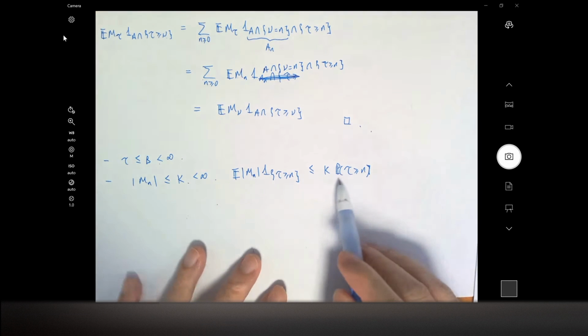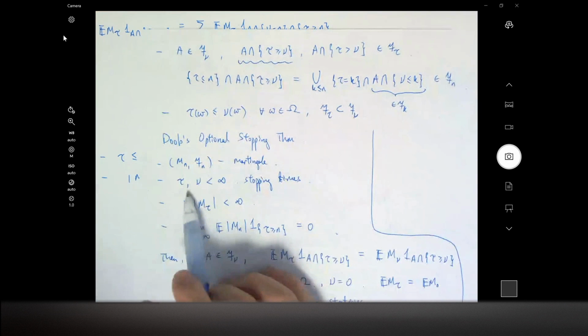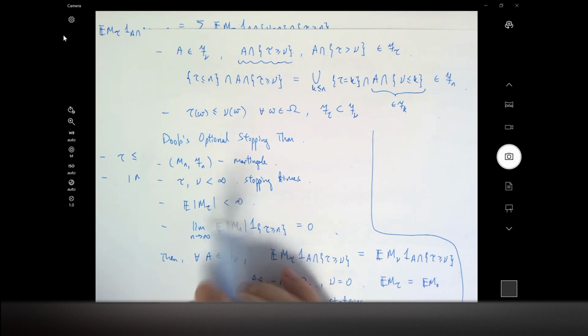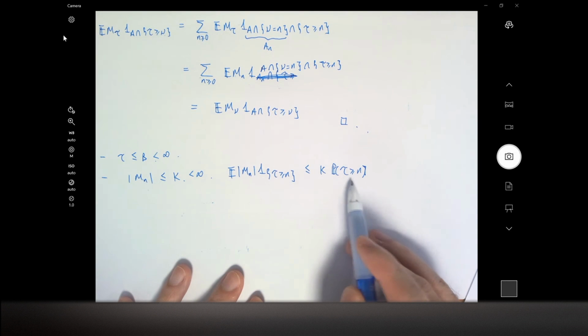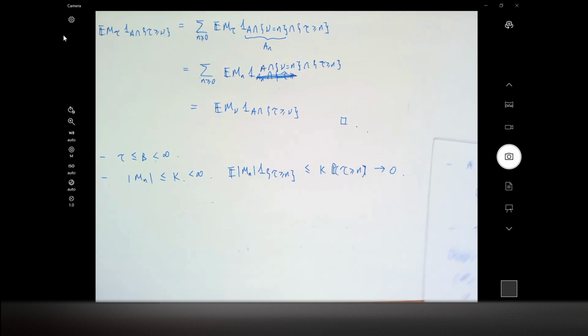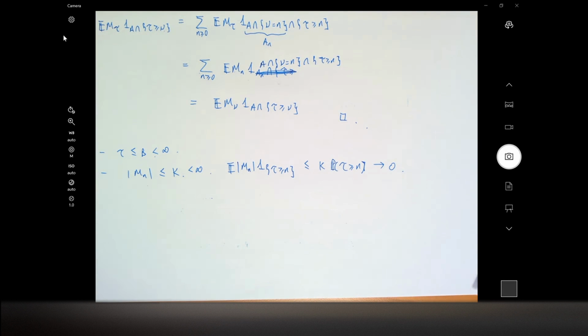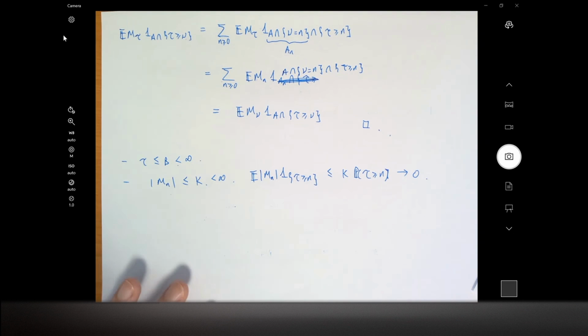Okay, so we had assumed that the stopping times are finite almost surely, right? So as n goes to infinity, this will go to zero, right? So this will go to zero. Okay, so the third condition will hold almost trivially. So these two cases, your optional stopping theorem, you can apply them immediately.